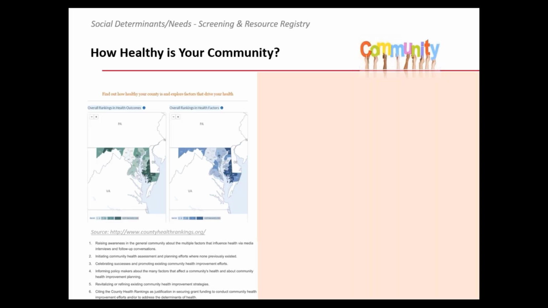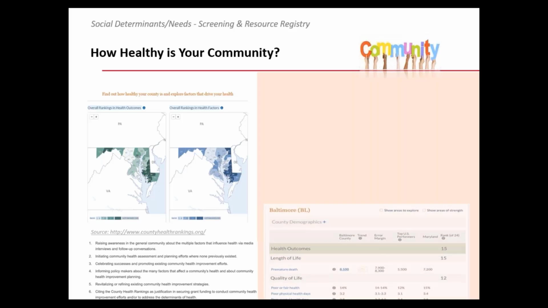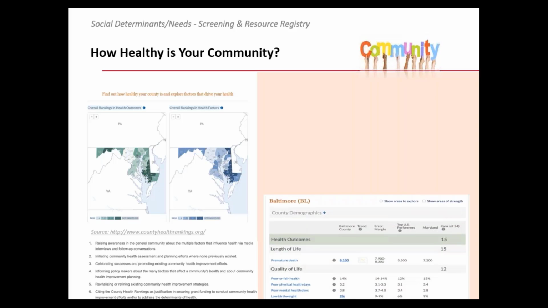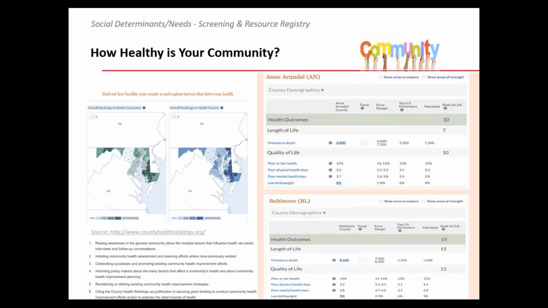So how healthy is your community? If we look on this slide, I've listed here the annual rankings of how health is influenced by where we live, learn, work, and play. Notice that Anne Arundel County has a health outcome rate of 10 out of 24. This means out of the 24 counties listed in Maryland, Anne Arundel County placed 10th as it pertains to health factors, such as social and economic factors, clinical care, and a patient's physical environment.